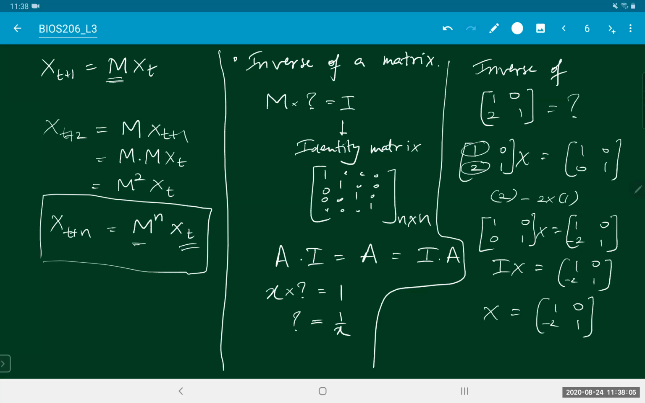So X, which is the inverse of this matrix, is just this. So that's how you find the inverse of a matrix. The important thing to remember is that you can only find the inverse of a matrix if that matrix is non-singular. The determinant of 1, 0, 2, 1, this original matrix of ours, is not 0, which means it is not singular. That's why we can define the inverse of this matrix.